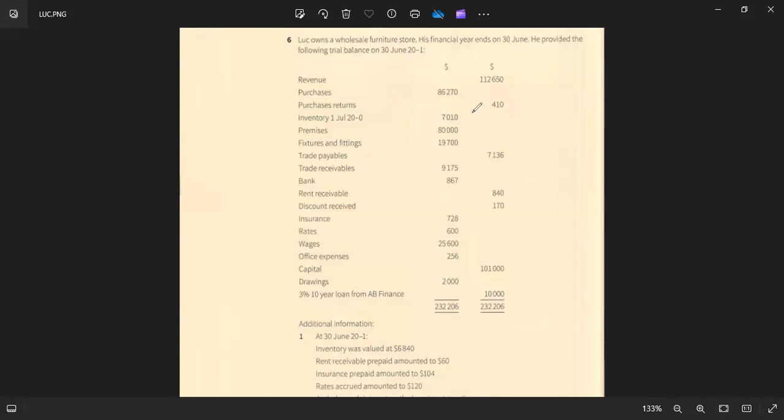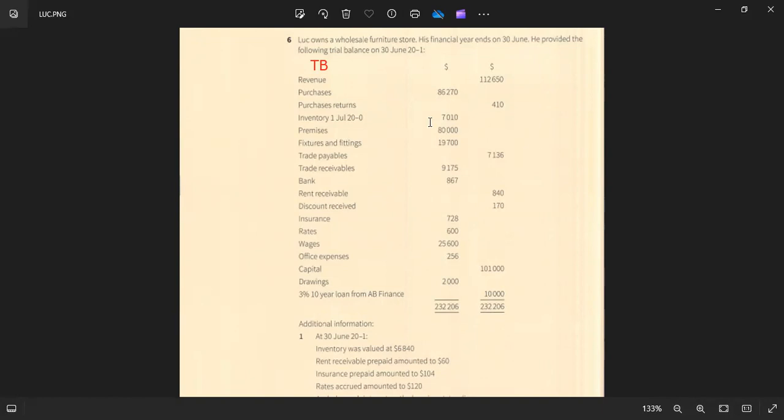So the objective of this is for you to prepare the income statement. So this is a question for income statement preparation. This is what we call the trial balance. So I'll just write it. This is our TB. From our TB, we are going to extract the income statement.